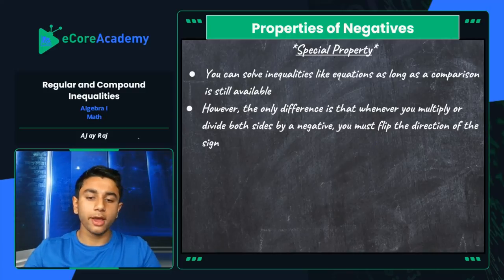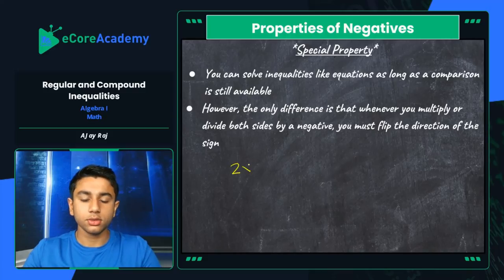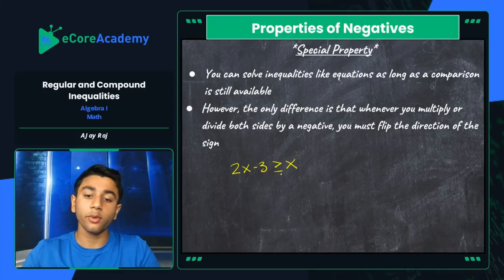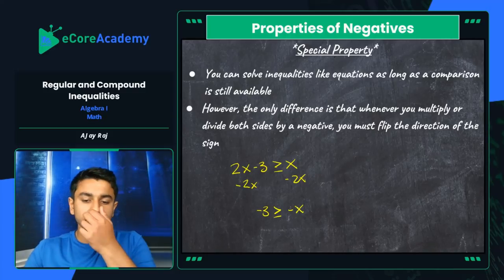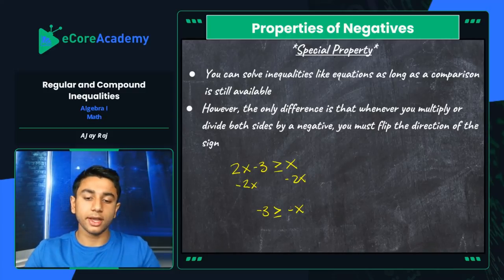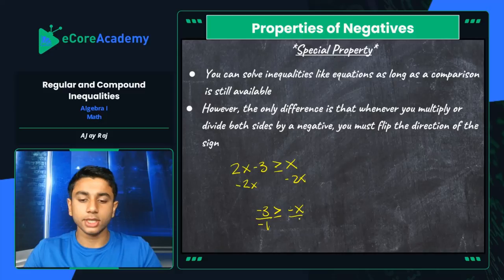For our example, we can utilize 2x minus 3 is greater than or equal to x. If we want to solve for x, we can subtract 2x from both sides to isolate the variable. We're going to get negative 3 is greater than or equal to negative x. In this case, you want to figure out what x is and not the opposite of x. So you'd be dividing both sides, or you can multiply, but I would divide in this case just to not make it confusing. So you divide both sides by negative 1.